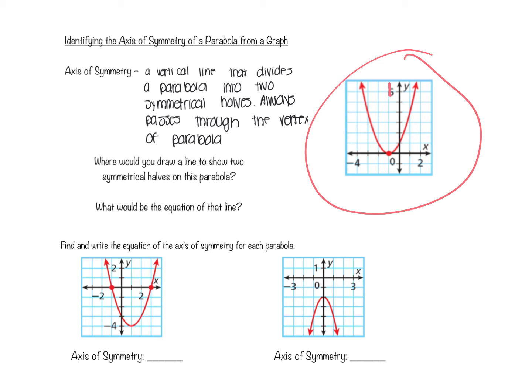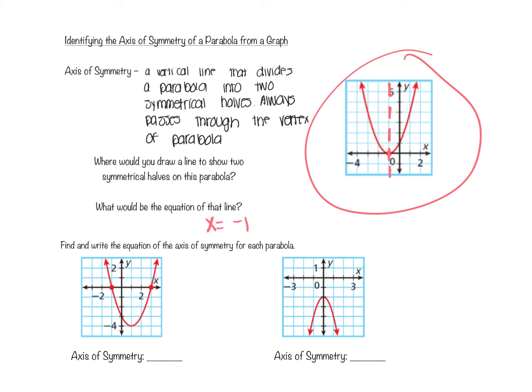So if I look at this graph over here, I can see that if I draw a vertical line through this point, through my vertex, that splits my graph in halves and creates two symmetrical halves. That is what we call our axis of symmetry. Then I have to ask myself, what is that equation? Well, it's a vertical line, and I know vertical lines are always x equals, and in this case it's going to be x equals -1 because that is the x value that the line goes through. You will always need to write the x equals part because you have to make sure you're indicating that it is an equation and not just a number.